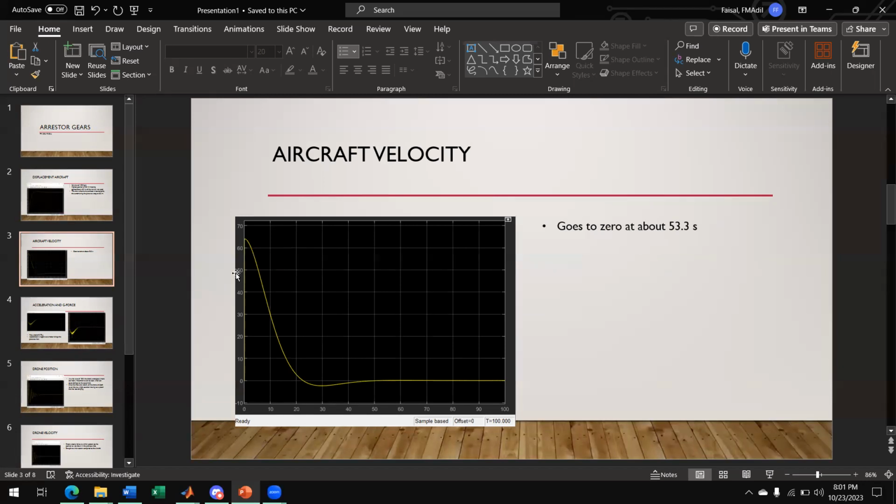If we look at the velocity of the aircraft, we see that it starts off at 64 and goes down at a pretty quick pace. By around 10 seconds, it's hovering at less than 10 meters per second. It goes a little bit below zero, basically a little bit in the opposite direction, which is the result of the overshooting displacement. And then it goes back up to 0.